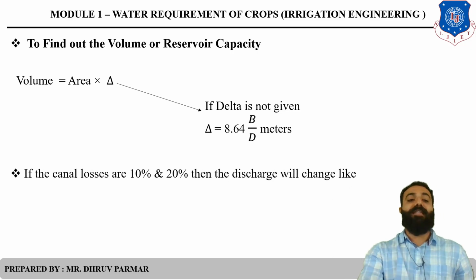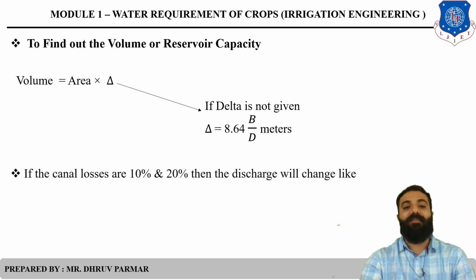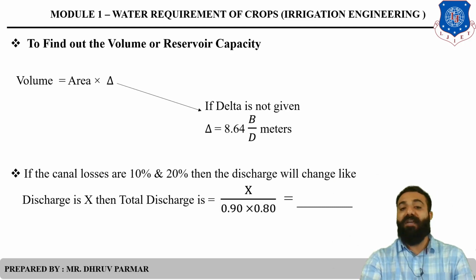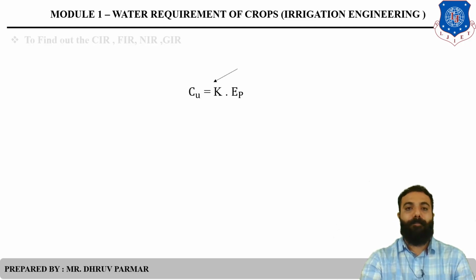In some examples, losses are given. Canal losses are 10% and 20% is the discharge. Obviously, we have 10% loss, so the remaining amount is 90%, and with 20% loss the remaining amount is 80%. So the total discharge is already found, and we can divide by 0.90 or 0.80. Otherwise, if 30% is given, we can divide by 0.7.